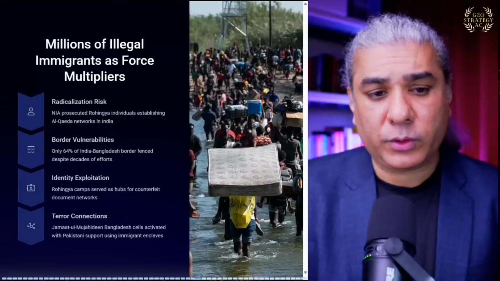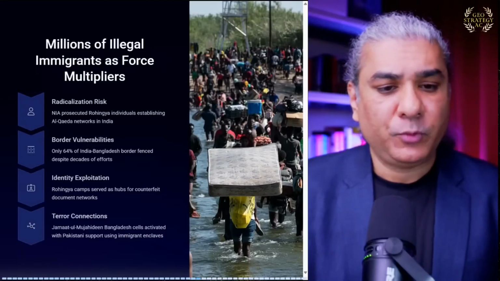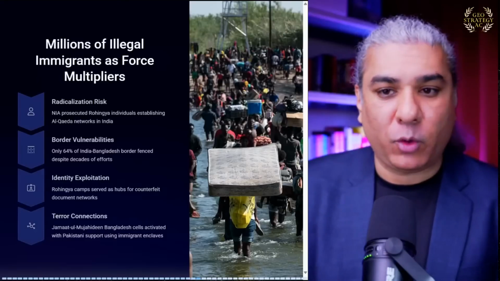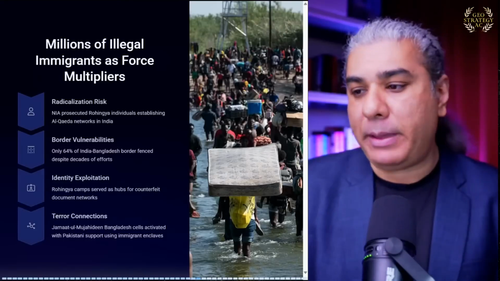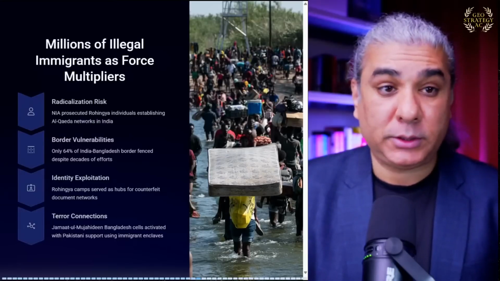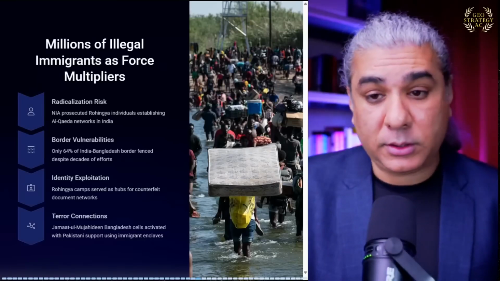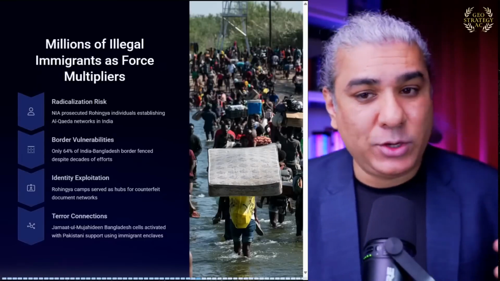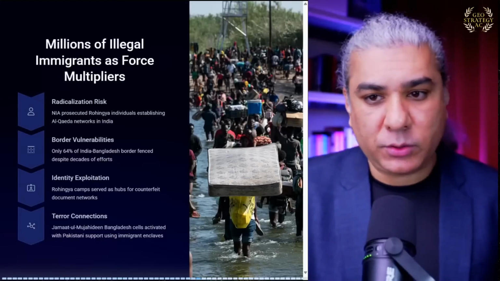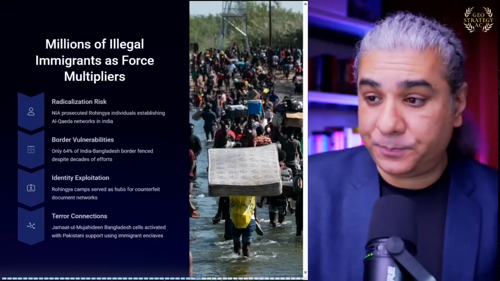And then it was found that Jamaat-ul-Mujahideen Bangladesh cells, activated with Pakistani support, were using these immigrant enclaves, which is these ghettos, these slums where the immigrants live openly in India. This is a major security threat for India. So this is something the government really needs to do something about. Absolutely. This is a ticking time bomb. These individuals have absolutely no allegiance to India, the nation, the culture, the civilization. They are enemies within. Every illegal should be deported at the earliest.